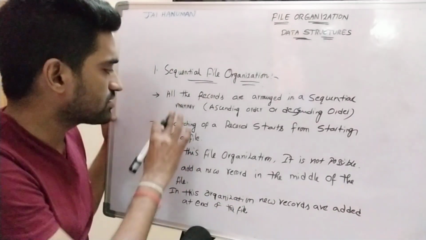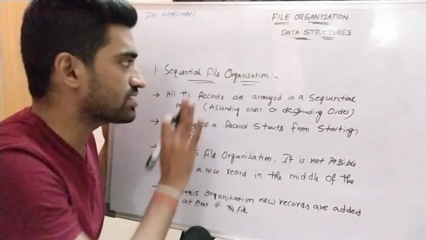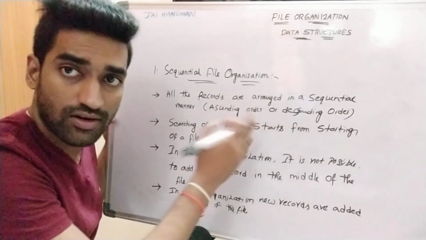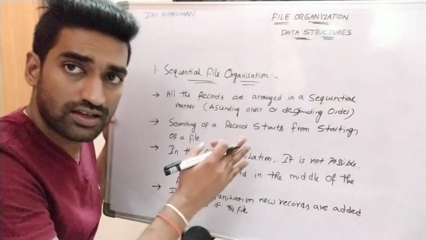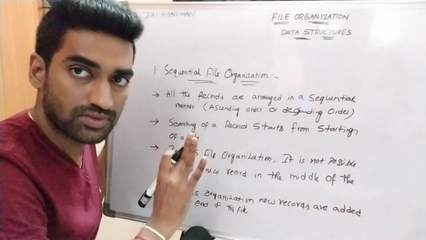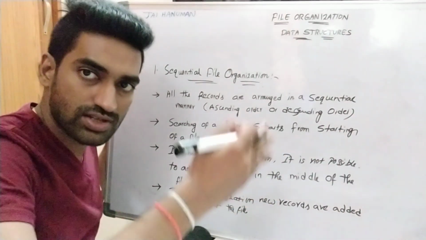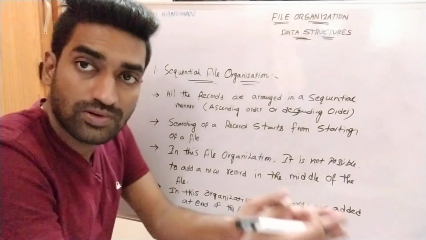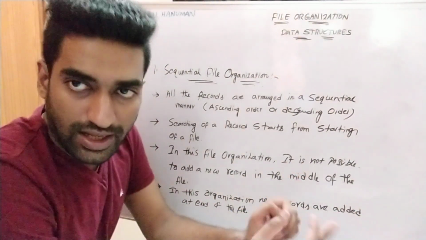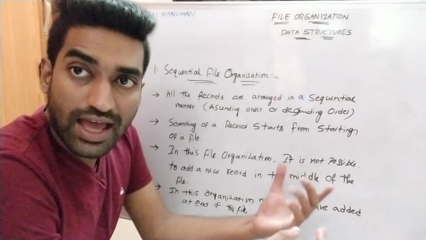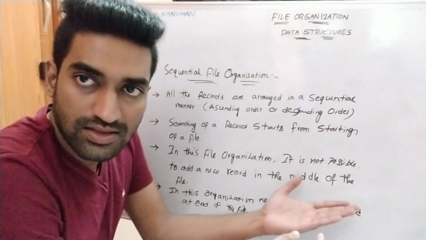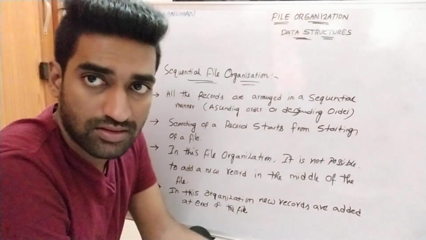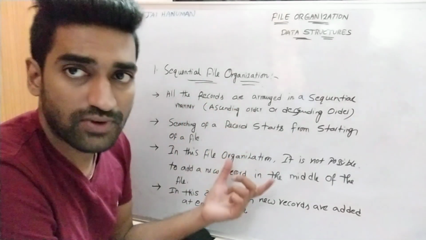So these are the major points for sequential file organization. First of all, the records are arranged in a sequential manner, either ascending order or descending order, right? Searching of a record starts from the starting of the file only, so we sequentially search one by one record. In this file organization, it is not possible to add a new record in the middle of the file. If you want to add any record, it can be added only at the last position, or at the end of the file. So this is about sequential file organization.